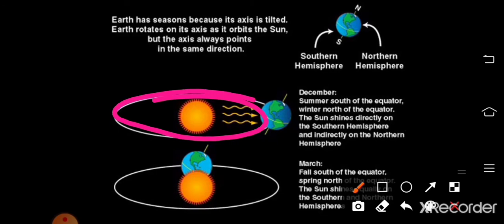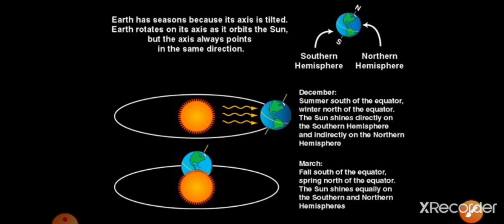Okay, so in that position the earth is far away from the sun, isn't it? You can see that in the picture. The sunlight has to travel a lot to reach the earth's surface. And not only that, the tilting of the earth causes this type of season, this winter season in the northern hemisphere and summer in the southern hemisphere.